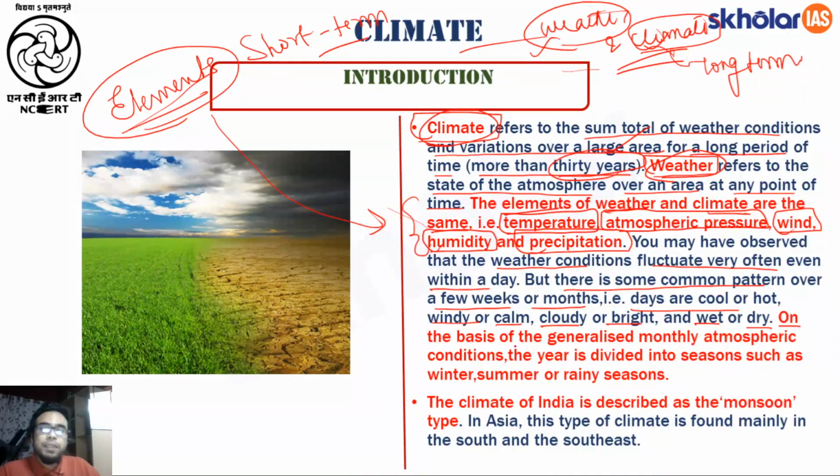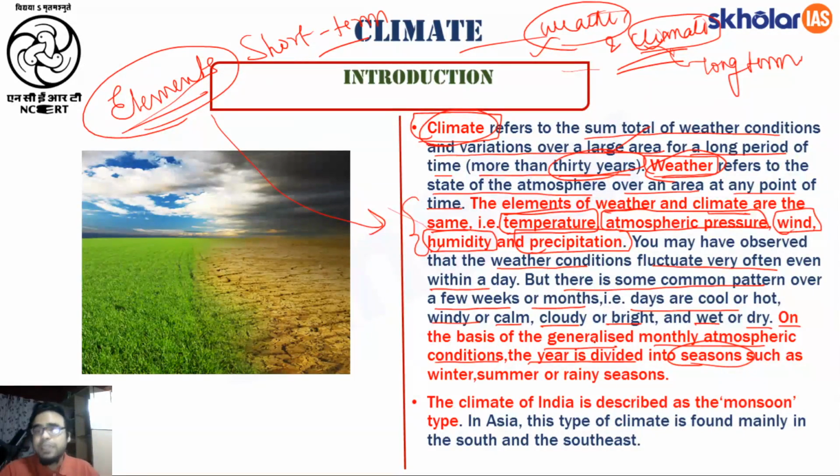So on the basis of generalized monthly atmospheric conditions, the year is divided into different seasons, right? Depending upon the elemental behavior of climatic as well as weather phenomena, we divide the year on a monthly basis into different seasons, right? Suppose we have a winter season, then the climatic elements will vary compared to the summer season, right? So the whole year has been divided into different seasons based upon the elements of weather and climate, right?